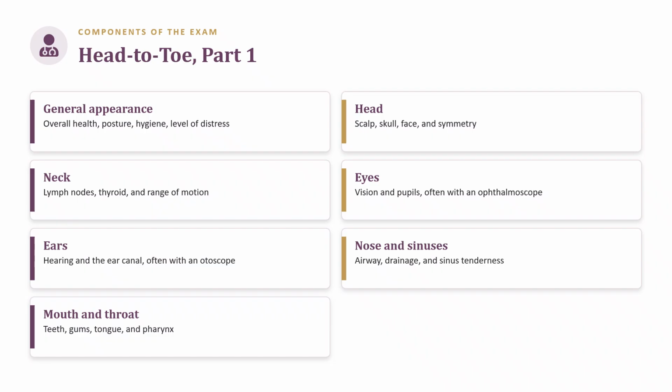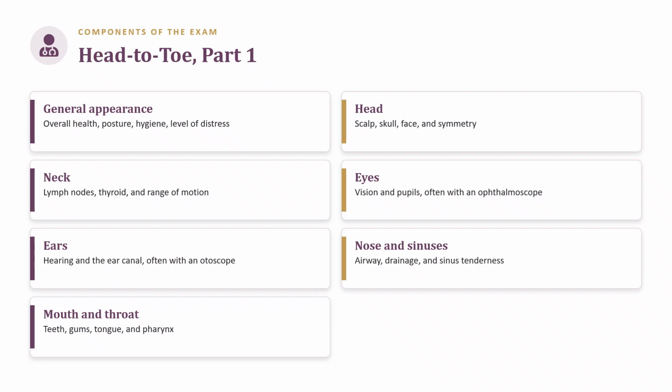The next part of our lecture is to list the components of a general physical exam. The provider works in an organized head to toe pattern, and your job is to know these areas so you can prepare the room, hand off instruments, and anticipate what comes next. We'll start at the top.